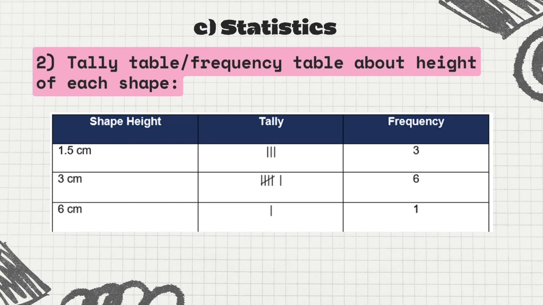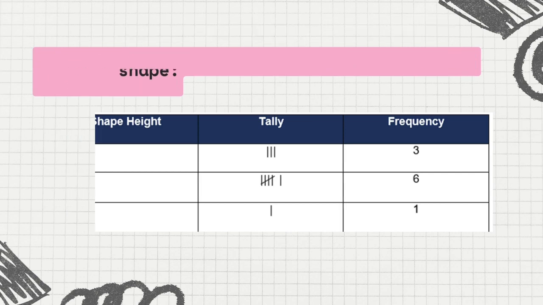The second statistic is also in the same form, which is a tally table and a frequency table. This table shows the heights of each shape. There are 3 height measurements that can be identified when referring to the mathematical elements mentioned earlier, measurements and geometry. From this table, it can be concluded that there are 3 shapes with a height of 1 cm, 6 shapes with a height of 3 cm, and 1 shape with a height of 6 cm.